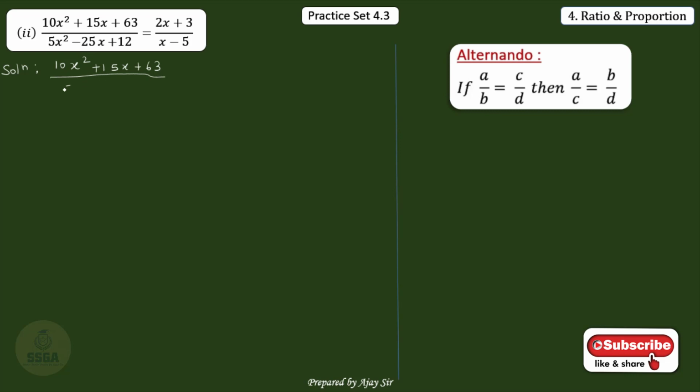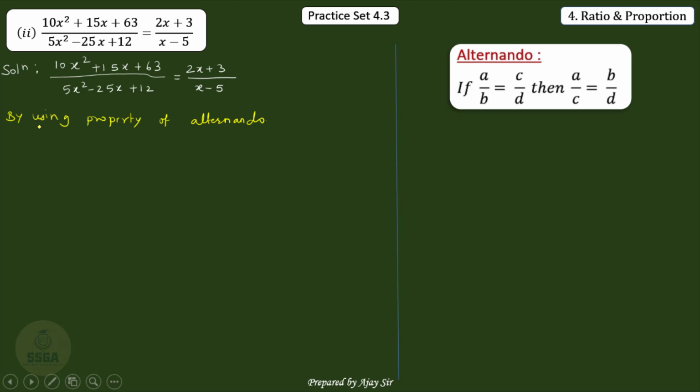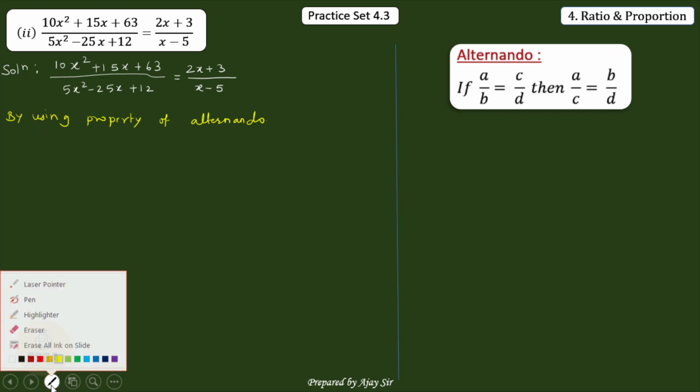So this is 5x² − 25x + 12 = (2x + 3)/(x − 5). Now here, by using the property of alternando, let us apply this property here. After applying that property, we know that the numerator will go to the denominator place.